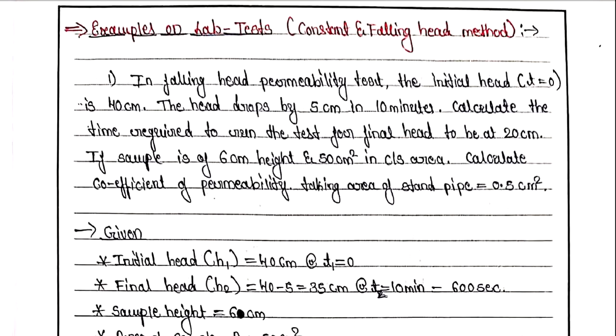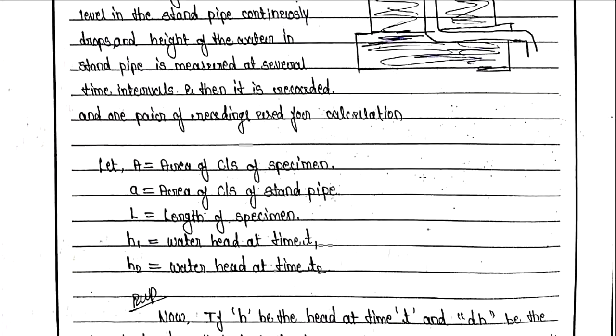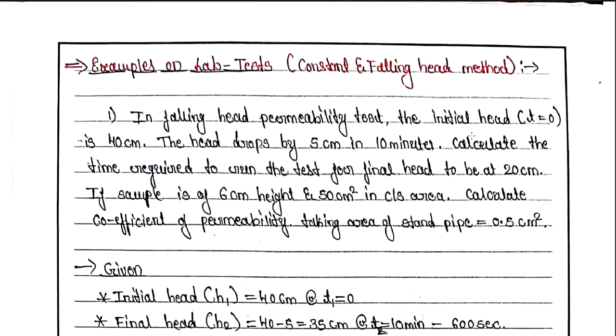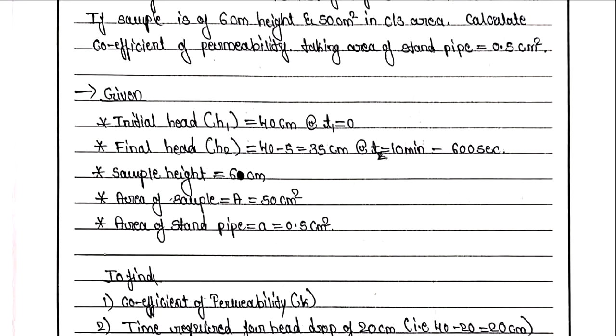Calculate the time required to run the test for the final head to be at 20 centimeter, if the sample is 6 centimeter in height and 50 centimeter square in cross sectional area. The height of the sample is capital L, and the cross sectional area is capital A. So the height of the sample, capital L, is 6 centimeter. The area of cross section of the sample, capital A, is 50 centimeter square. The area of the standpipe, small a, is 0.5 centimeter square. Calculate the coefficient of permeability, taking the area of the standpipe as 0.5 centimeter square.